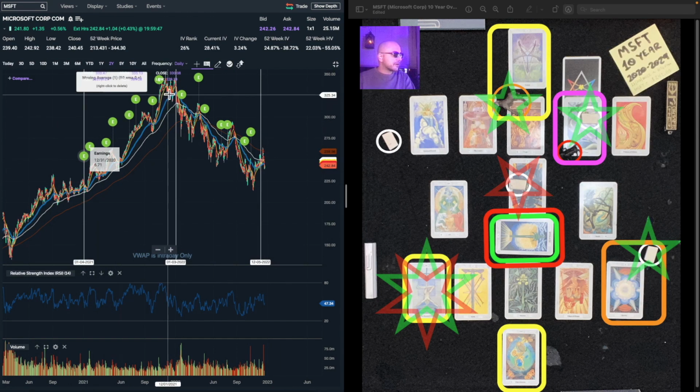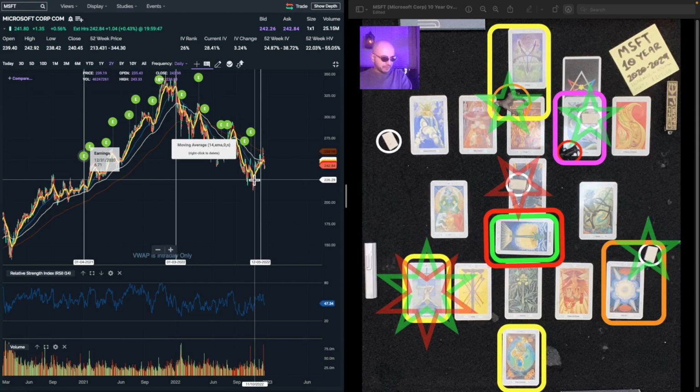See, move higher and then full retracement. So we pretty much fulfilled that. What we should be seeing here at the beginning of 2023 is a bottom, and then we should have a notable move to a crest.